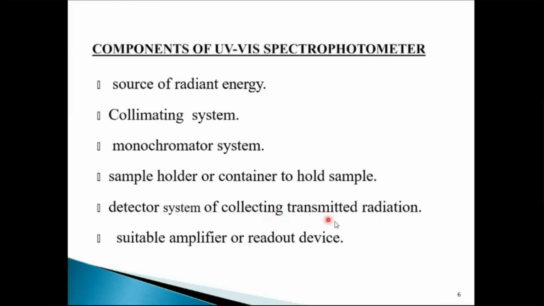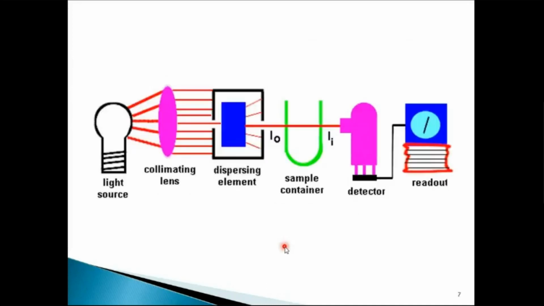Now the detector may not be able to produce a large signal. So that's why you may require an amplifier or a readout device. Amplifier is different. A readout system is a device which gives you graphs. So these six components are important parts of a UV visible spectrophotometer, and this is how they are arranged.